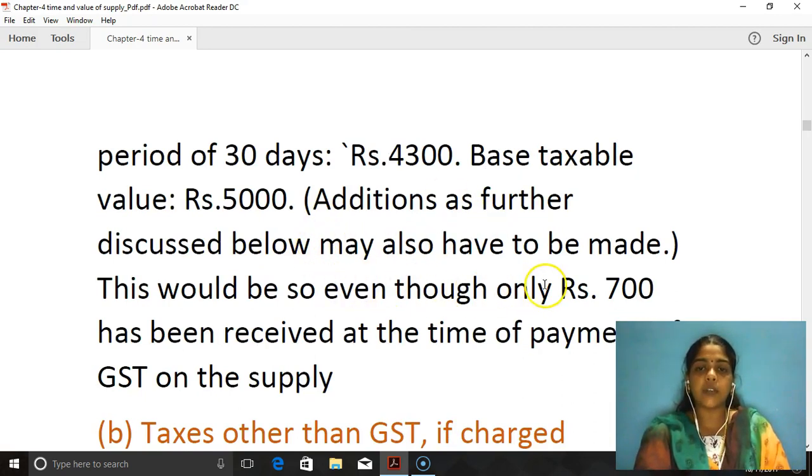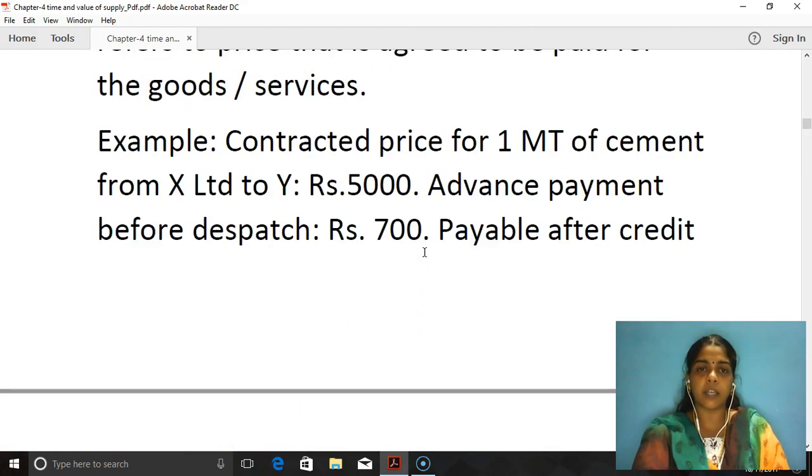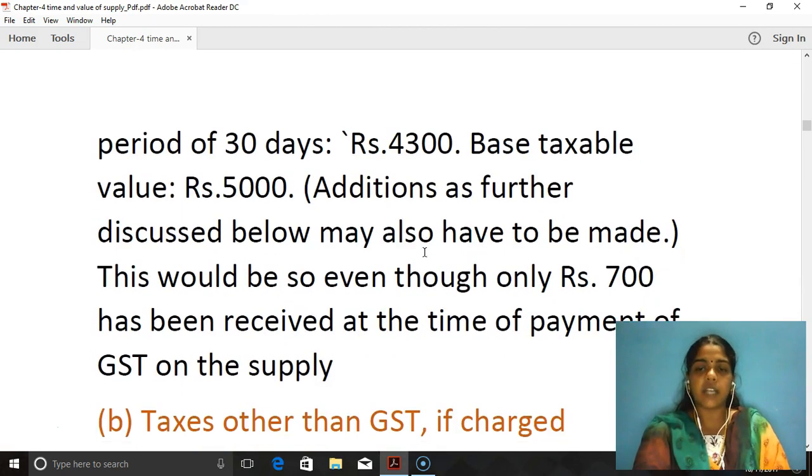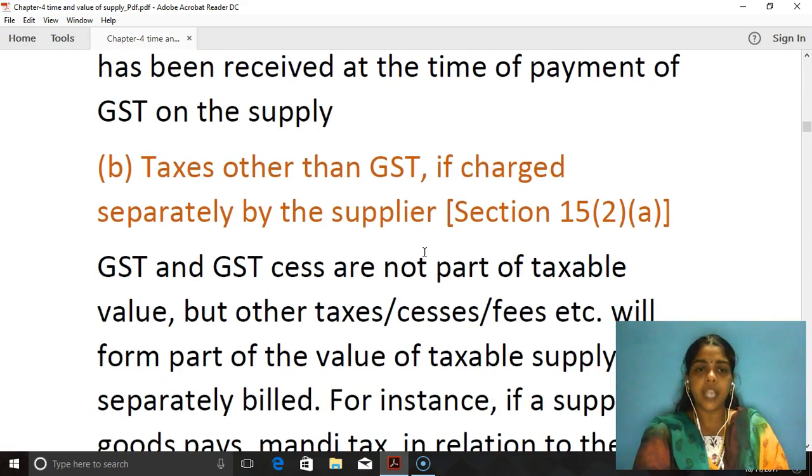This would be so even if only rupees 700 has been received at the time of payment of GST on the supply. So 700 is already paid and 4,300 would be payable. Even in this case, the transaction value would be paid plus payable, 700 plus 4,300, that is 5,000. So the transaction value will be 5,000.